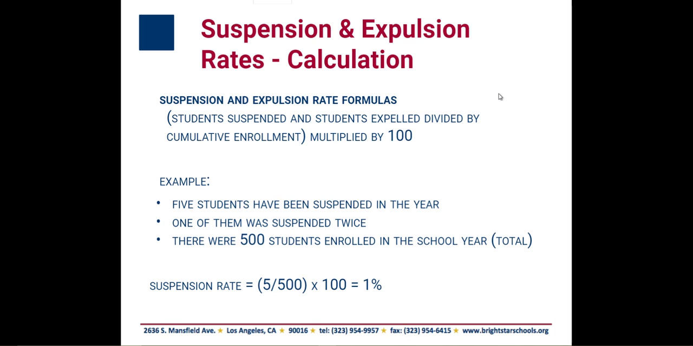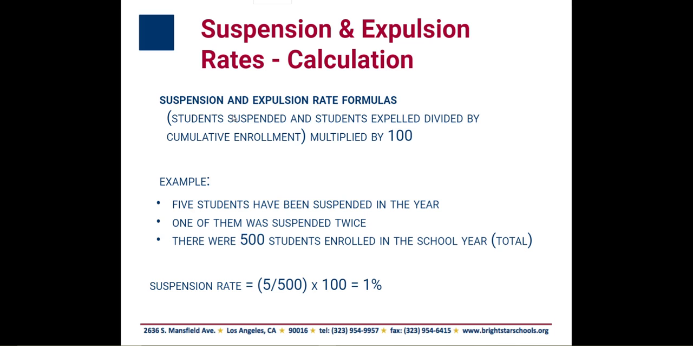So here, this slide goes into the actual calculation of suspension and expulsion rates. So here's the formula. We take all the students who are suspended in the year or all the students who are expelled, and we divide that by the cumulative enrollment. That means a count of all students who are enrolled at any point in the school year. It's not a point in time thing. It's literally all the kids who are enrolled in your school as the denominator, and the numerator is the number of students who are suspended at least once, or the number of students who were expelled at least once. And you divide those two numbers and you multiply by 100 to get your rate.